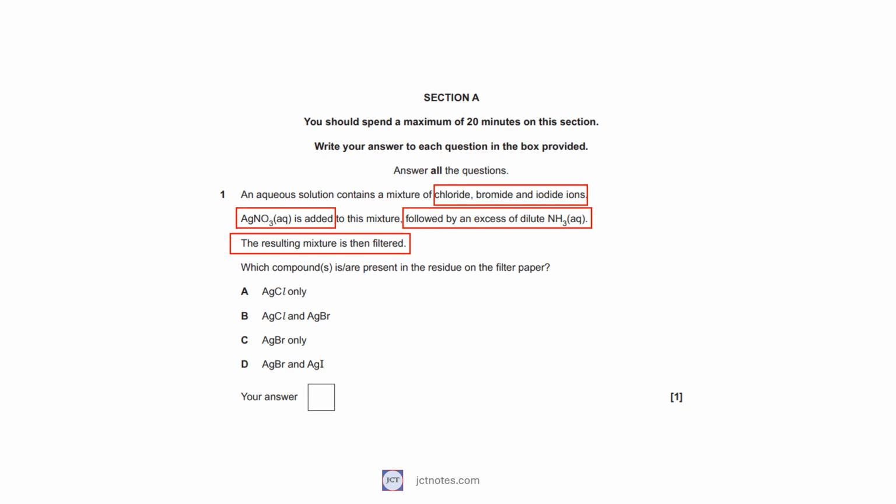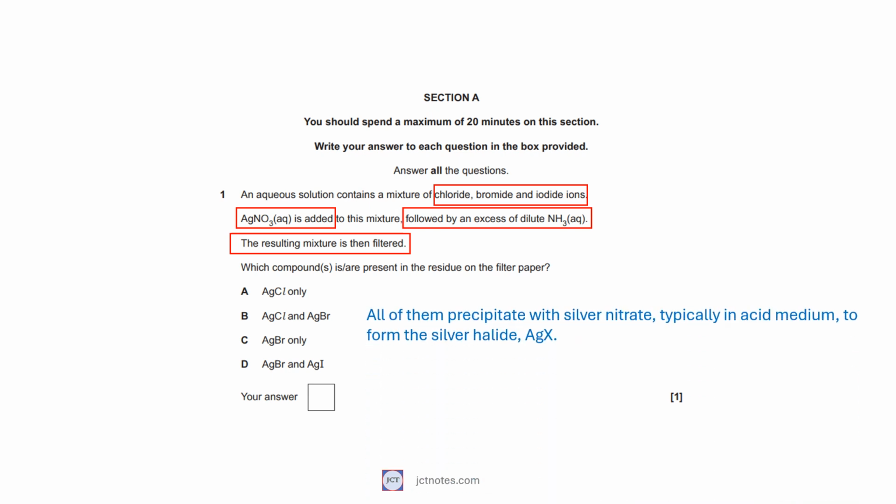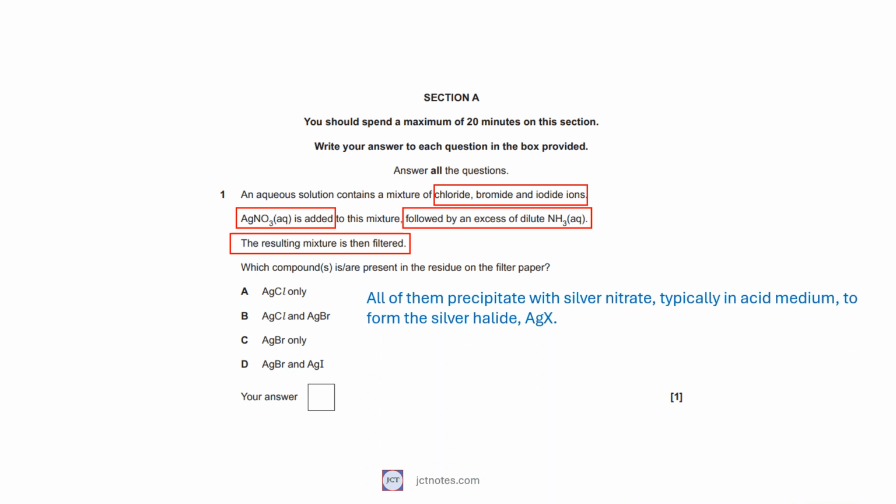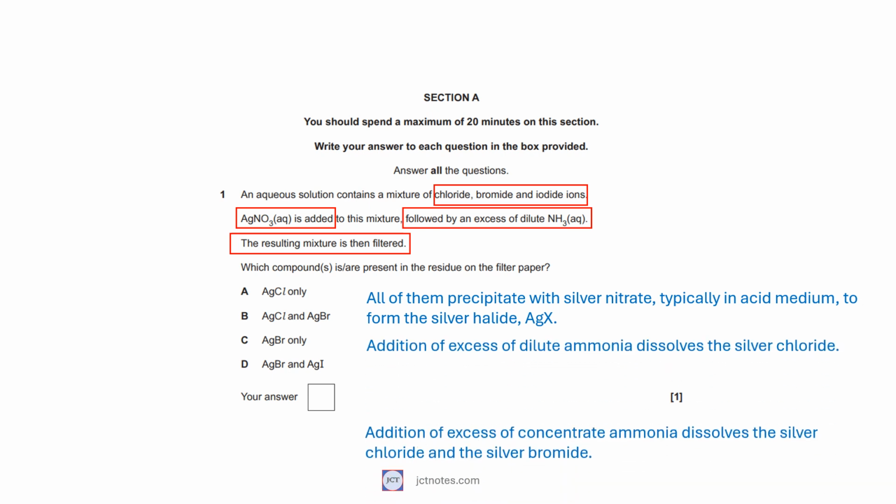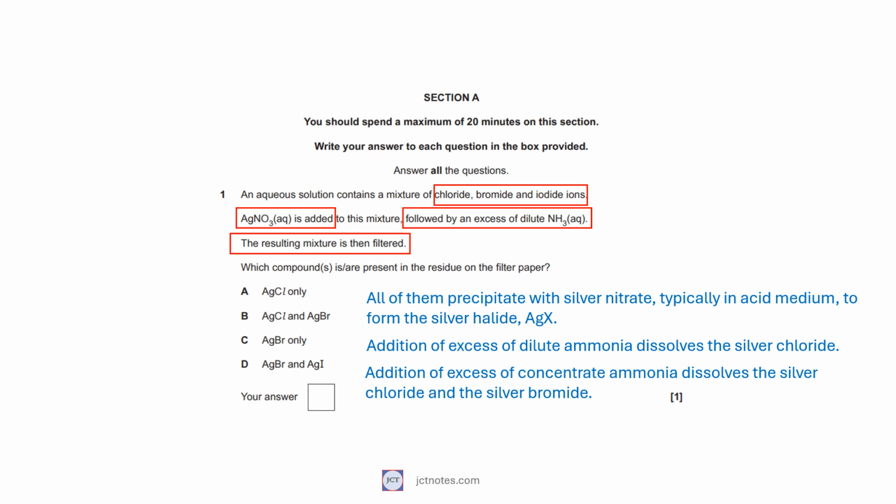This is the classic identification of halides in solution. All of them precipitate with silver nitrate, typically in acid medium. Addition of excess dilute ammonia dissolves the silver chloride. Addition of excess concentrated ammonia dissolves the silver chloride and the silver bromide. In this question, we are going to dissolve the silver chloride only, leaving silver bromide and silver iodide. The answer is D.